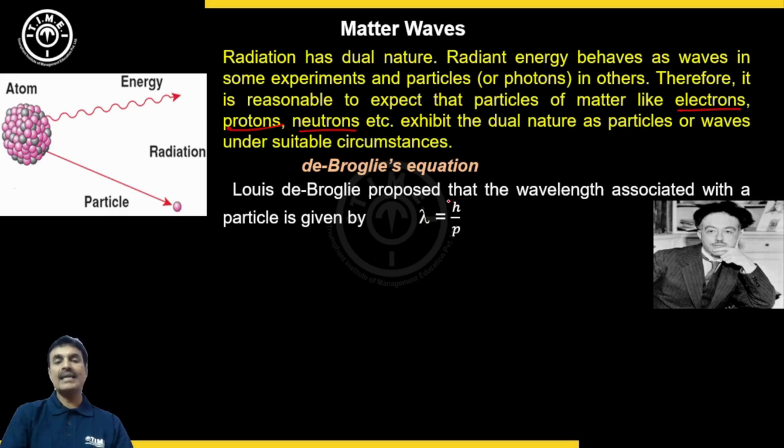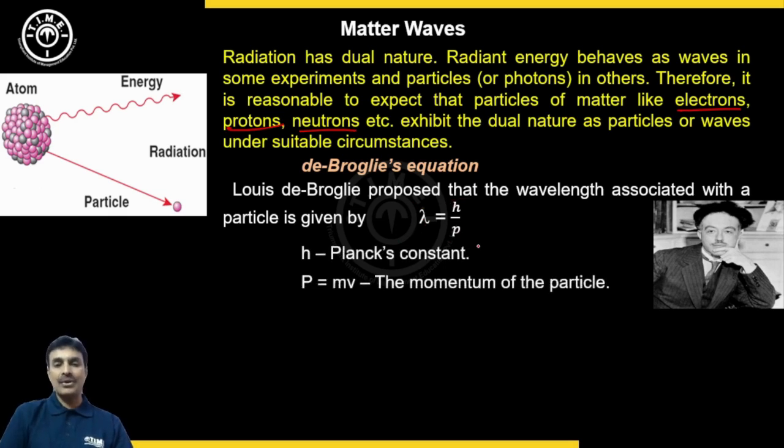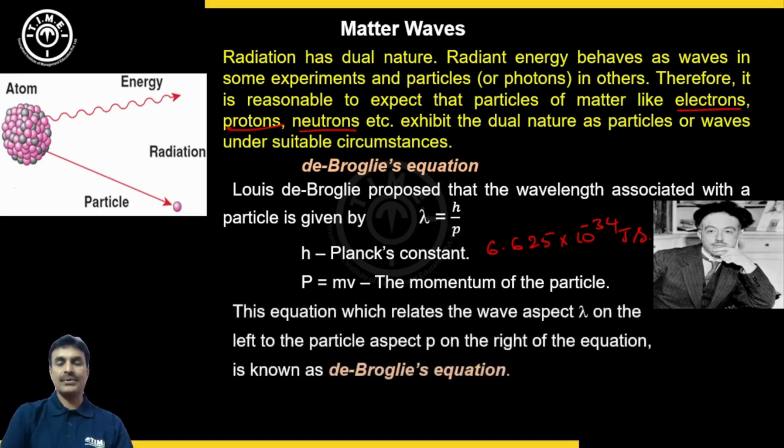H is a constant known as Planck's constant, whose value is 6.625 into 10 power minus 34 in SI units. Those SI units are joule second. So h is the Planck's constant, p is the momentum of the particle, whereas lambda is the wavelength associated with that. So de Broglie's equation relates the wave aspect, that is lambda on the left side, and the particle aspect in terms of its momentum p on the right side of the equation.